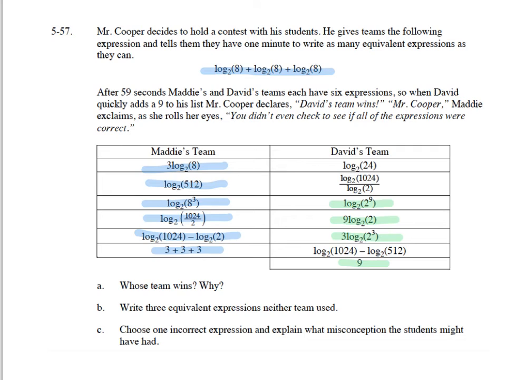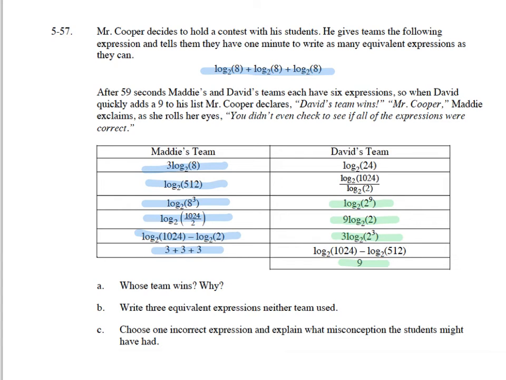All right, welcome back. And let's talk about expressions that happen to be equivalent, at least for Maddie's team. You can take a look. Maddie's going to clearly win. All of her expressions are equivalent to the statement up above. David's team, unfortunately, only 4 of his statements are equivalent.